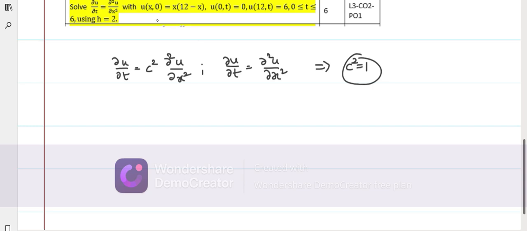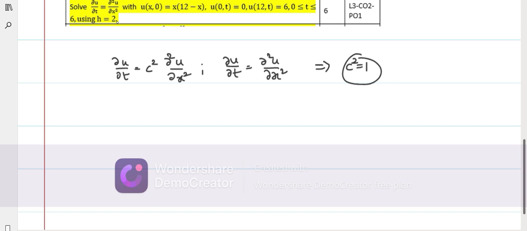Here u(x,0) is the initial condition, and u(0,t) equals 0, that means the first column is 0 in the two-way table, and u(12,t) equals 6, the last column is 6. The t value is given from 0 to 6, and using h equals 2. The k value is not given, so what do we do? You have to assume alpha equals 1 by 2.